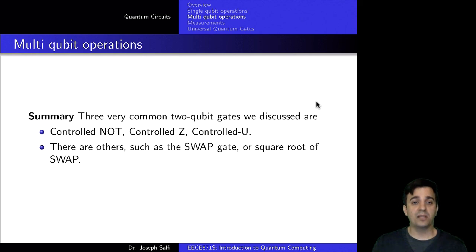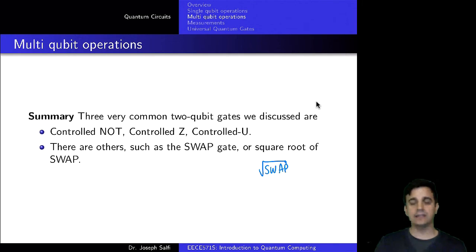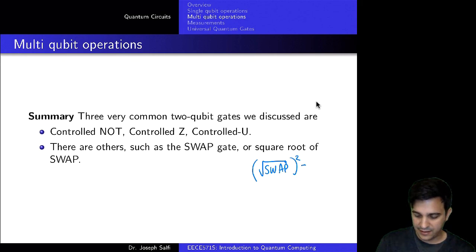There are other possible multi-qubit operations, such as the swap gate, or the square root of swap. So square root of swap is often denoted like this. And when you square it, it's equal to swap.